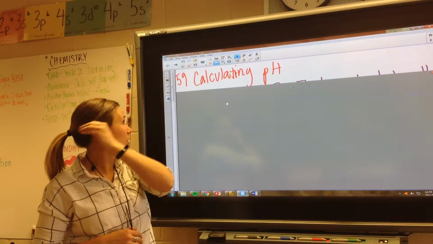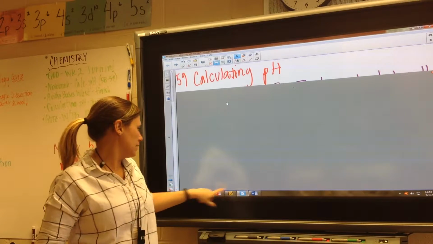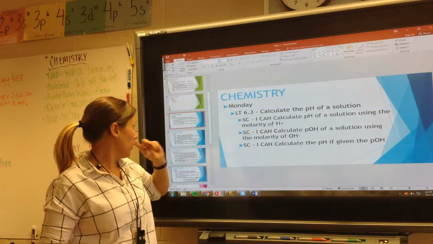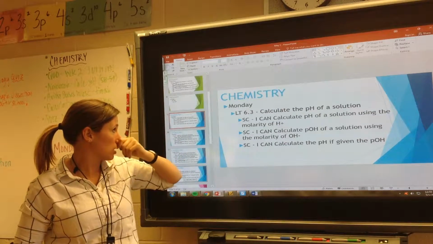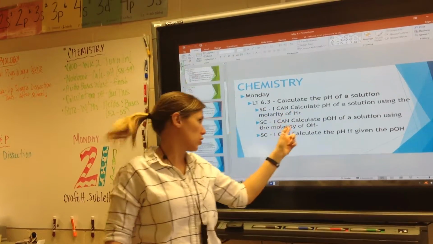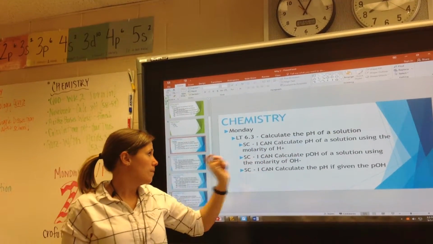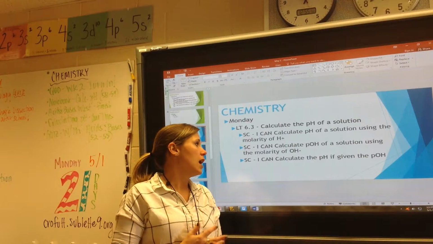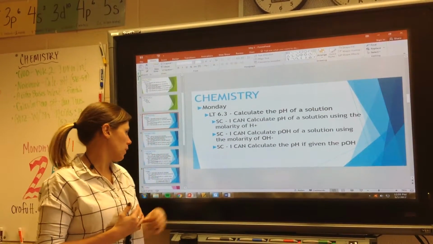Today we're going to be looking at calculating pH. So your learning targets and success criteria are that you can calculate the pH of a solution. If you're given the molarity and hydrogen ion concentration, you can calculate the pH. You can calculate the pOH of a solution using the molarity of hydroxide ions, and you can calculate the pH if given the pOH.